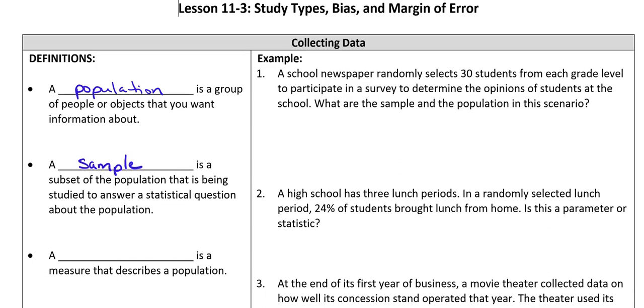Okay, so over here at number 1, a school newspaper randomly selects 30 students from each grade level to participate in a survey to determine the opinions of students at the school. What are the sample and the population in this scenario? So the sample is going to be the smaller subgroup. So because we are randomly selecting 30 students from each grade level, that would be our sample, 30 students from each grade level.